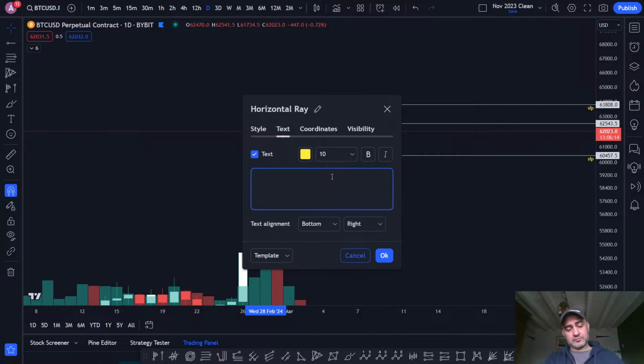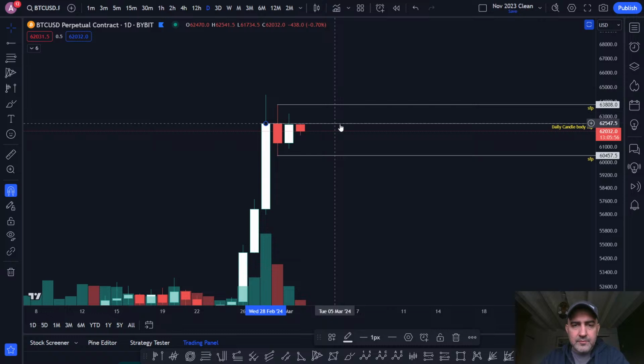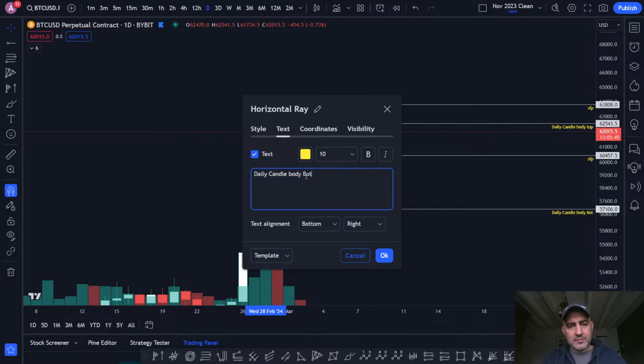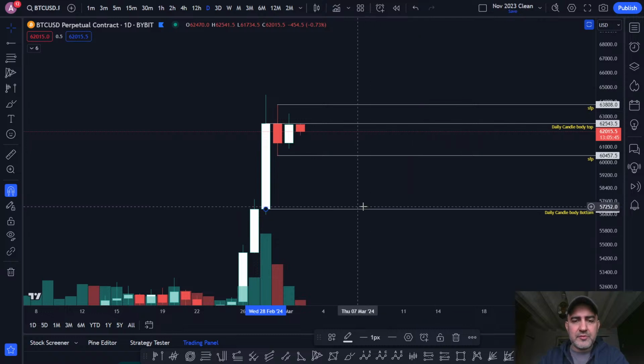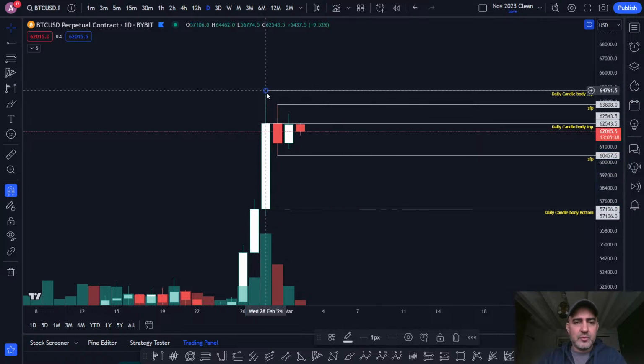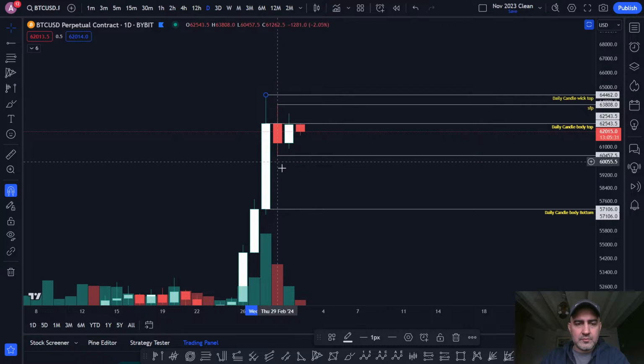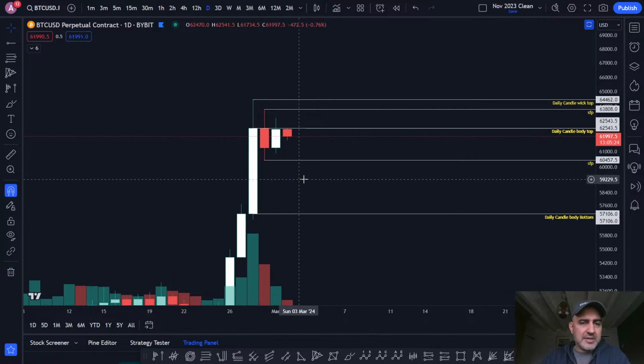That's the green candle, candle body. I call it daily candle body top. You could put one at the base, at the bottom. You label these how you want. There's no real rule of how you label your lines. And then what you have potentially also is the wick. And then you have the bottom wick here. But because the bottom wick and the body are so close together, you'd probably ignore it.